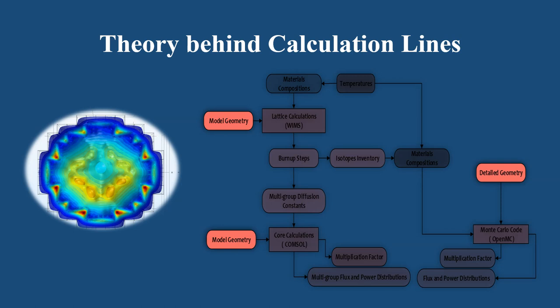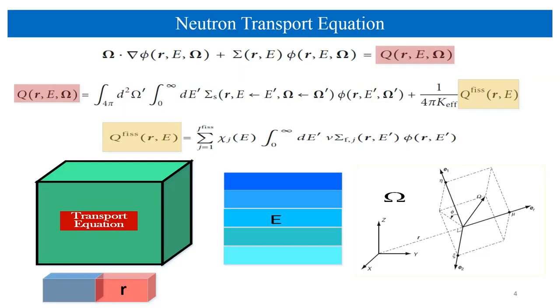First, what's the theory behind the calculation lines? If we look at the neutron transport equation, we have mainly three terms. The first term represents the leakage term, and the second term is the absorption term, and these two terms should equal the source term. This is the time-independent neutron transport equation.